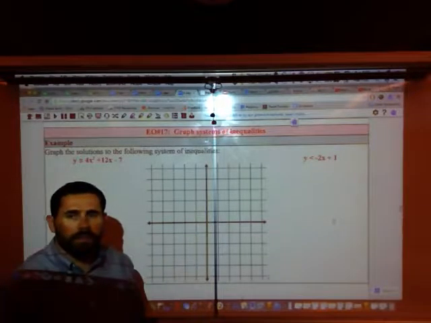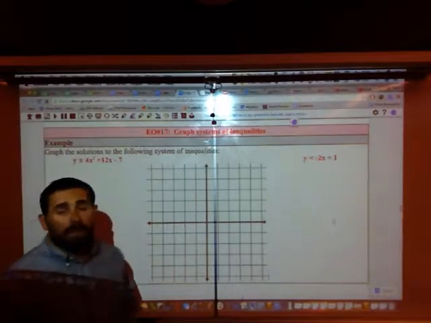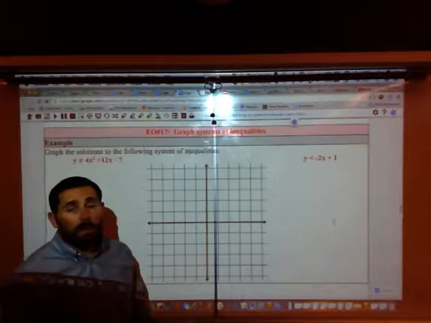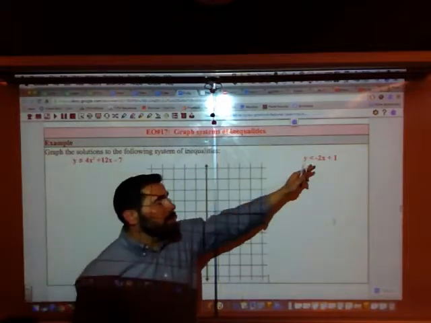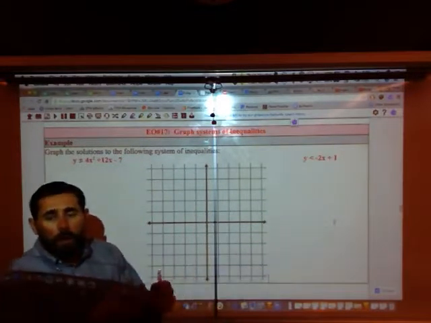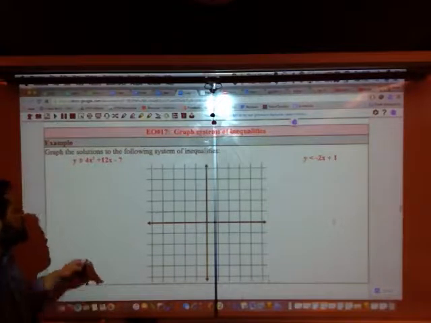Hello, Mr. Hausler here. This is for Chapter 9 test prep. So this is on EO 17, graph systems of inequalities. You're going to have to graph this inequality and this inequality, and your solution is the overlap of the solutions to each one of them.